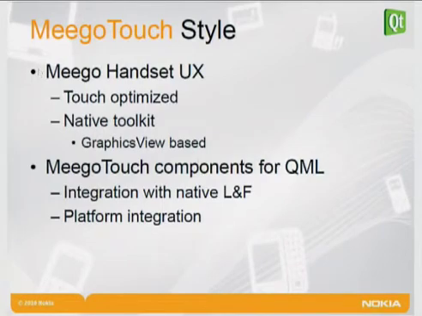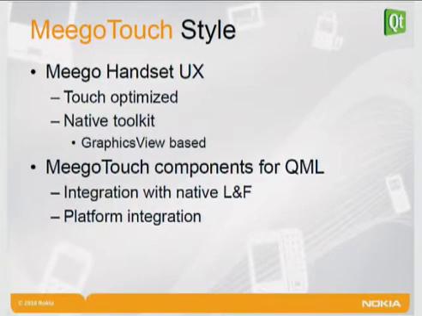Now, coming to the second style that we implemented, and that's the one we are actively working on now. It's the Meego Touch style. Meego Touch is also a native implemented toolkit used as the base for the Meego handset UI specification, which is touch optimized, so it's focusing on mobile devices. The native toolkit is graphics view based. So we try to do a proof of concept of re-implementing those widget sets that look native using Qt Quick and QML.